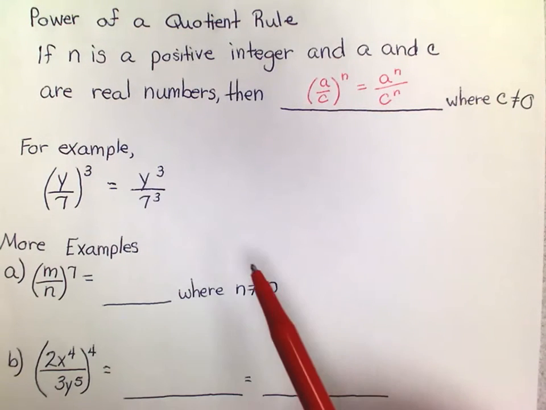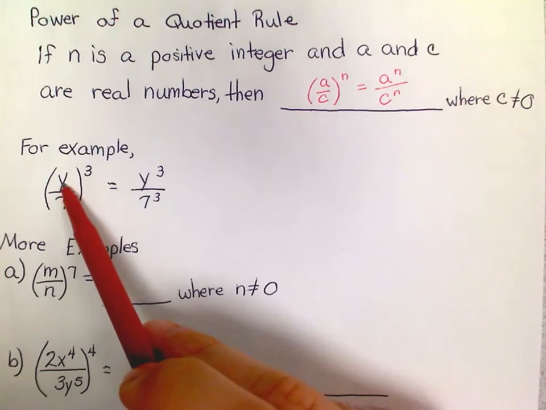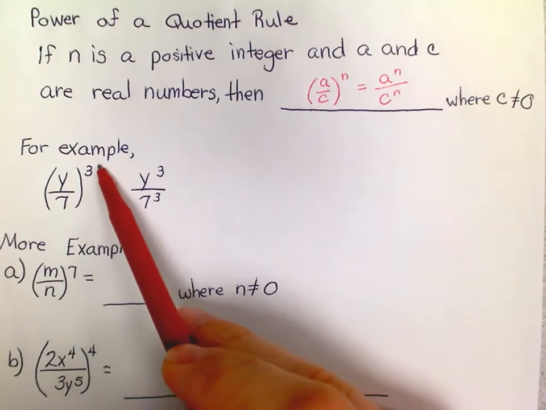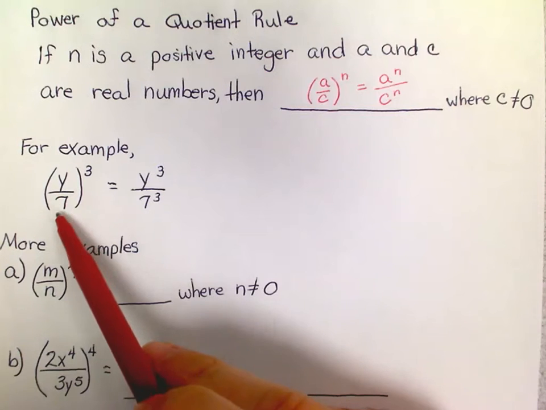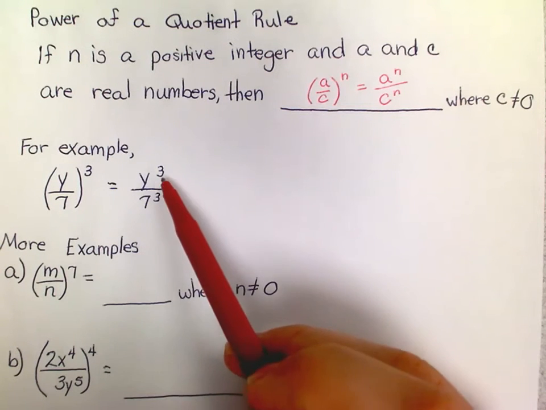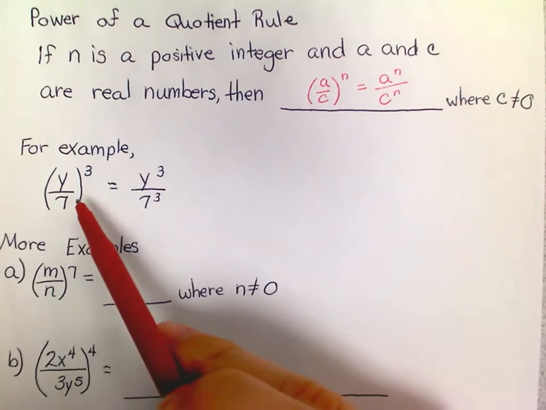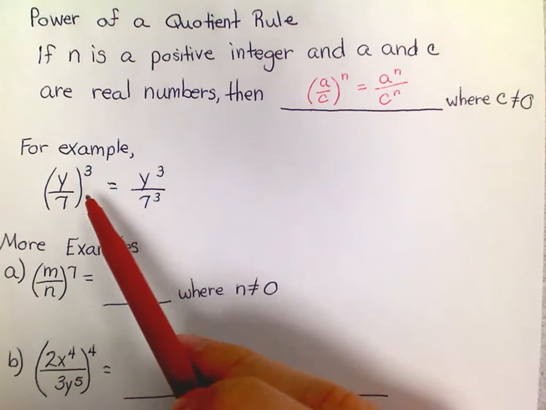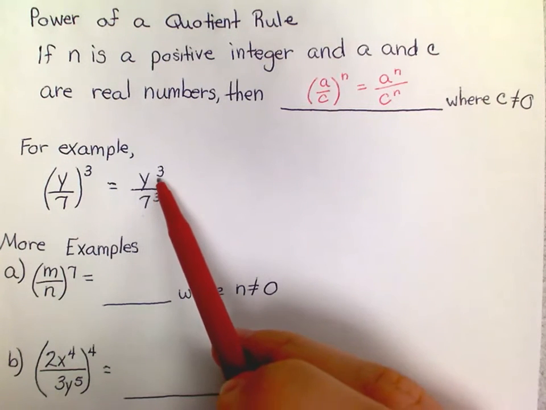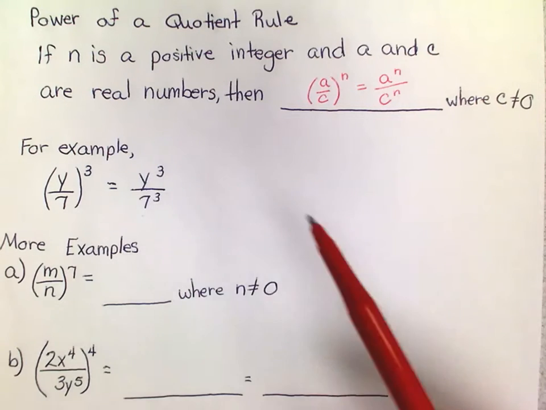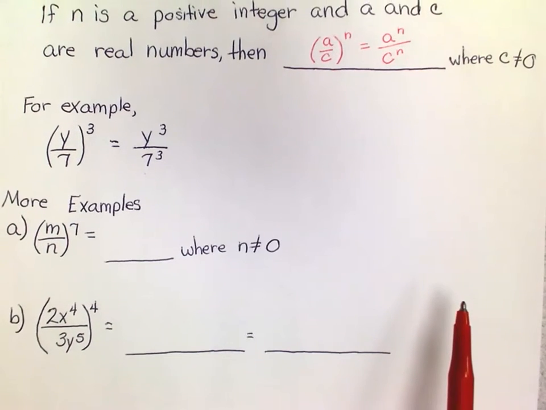Okay, now if we just look at this example, we have y over 7, all that raised to the third, and we just separate it by saying each term inside the parentheses raised to the third power, just as we see. So y over 7 to the third power, all that, just break that down to y to the third over 7 to the third. And let's do some examples.